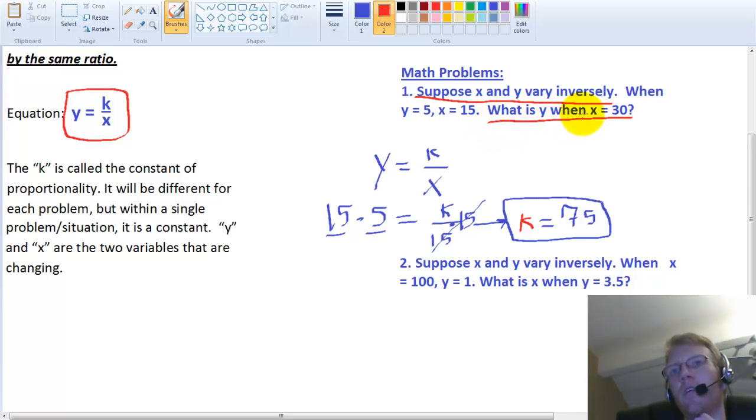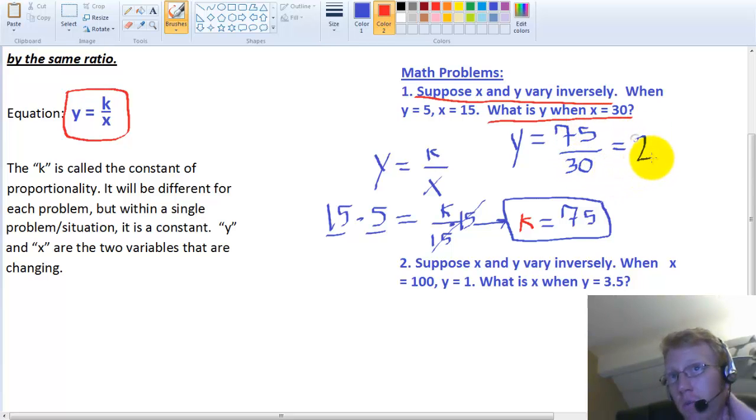What is the y value when x is 30? Okay, so y equals k over x. K we just found out was 75, and x is given to us as 30. Okay, so y equals 75 over 30. Type in your calculator or do it in your head, and you will get 2.5.